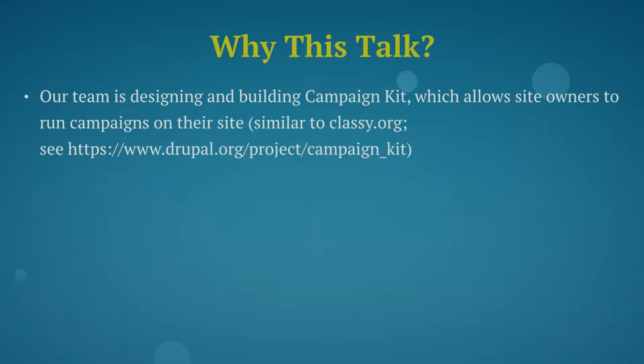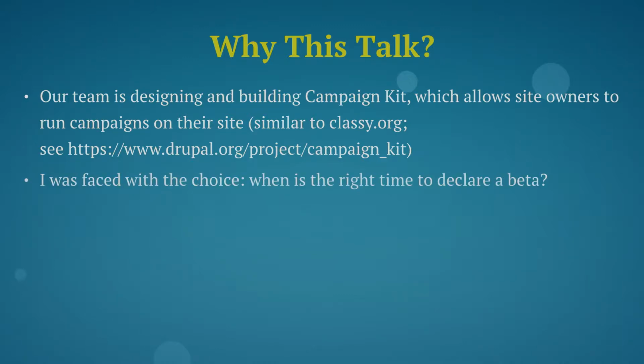The module that we're creating is called Campaign Kit. It allows site owners to run campaigns. This is for nonprofit clients particularly. If you know third-party services like Classy, these are the services that will let you display a campaign page with some beautiful graphics and some text, and then people can donate and they track the donations over time. Campaign Kit is designed to do that on your own Drupal 8 website.